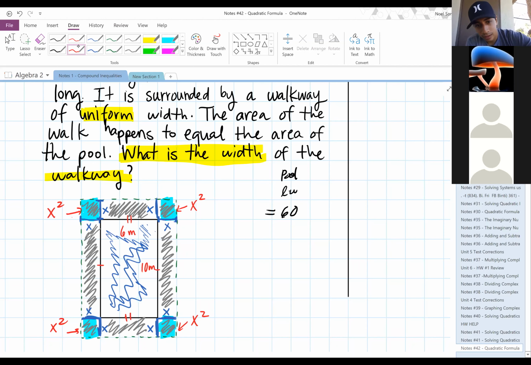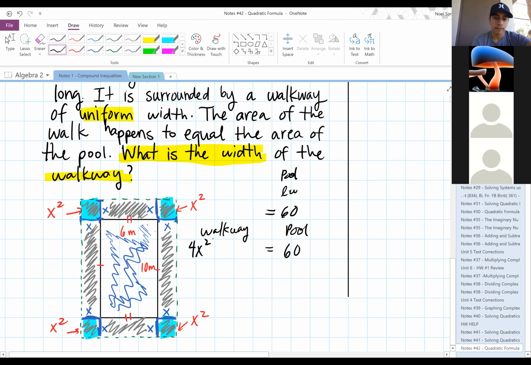So then maybe I can start setting up an equation here where whatever I get from the walkway, let's say the walkway is going to be on the left, and the area of the pool is going to be on the right. We already established that the area of the pool is 60. So everything that comes from the area of the walkway, we can write on the left side. We already said that there's 4 of those x squared, so we have 4x squared. But there's still more area to calculate, because those are just the corners. What about this piece right here, the long piece?